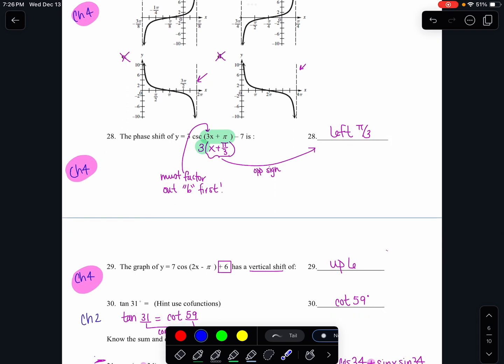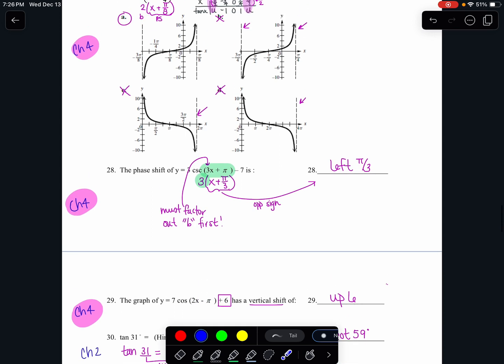And then lastly, don't forget to factor out the b so that you know what your phase shift is. And remember, any numbers outside of the parentheses affect the vertical or the y values. Any numbers inside the parentheses affect the x values.